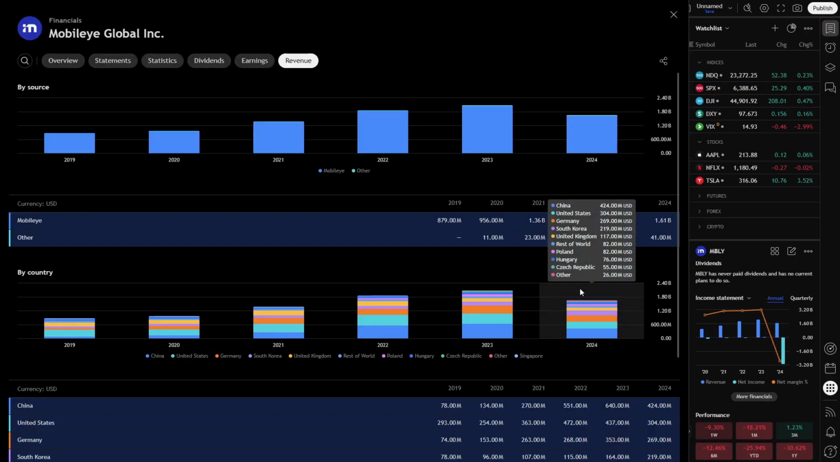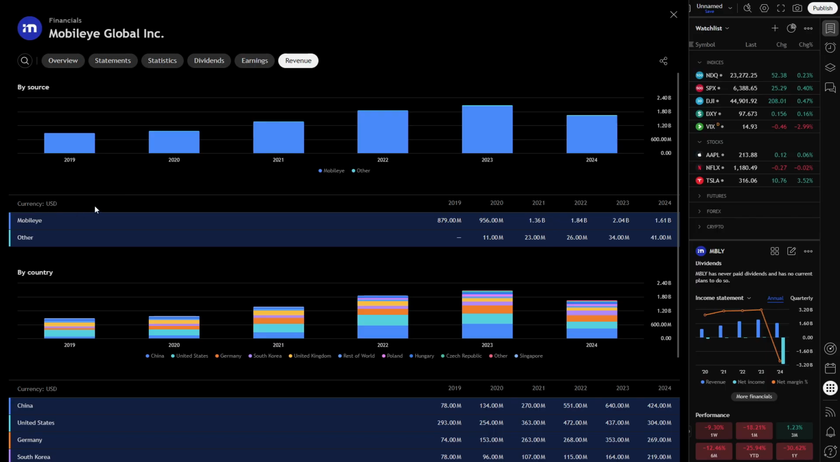Now, as you can see, how do they make their money? Well, it is Mobileye and other. And if you don't know what Mobileye is, well, that is simply what their product is called, which is their LiDAR technology. And they're on quite a lot of cars.